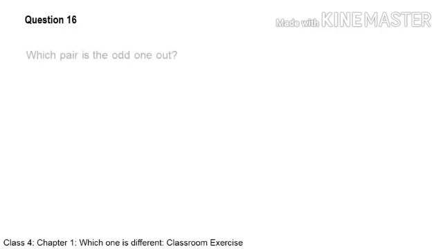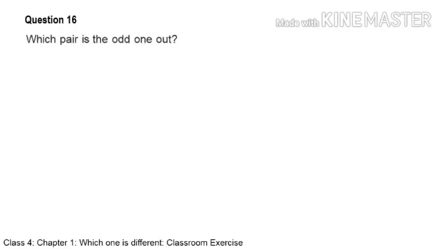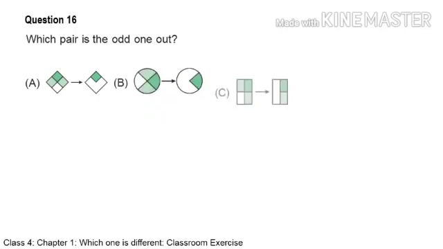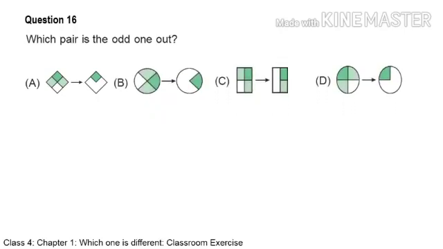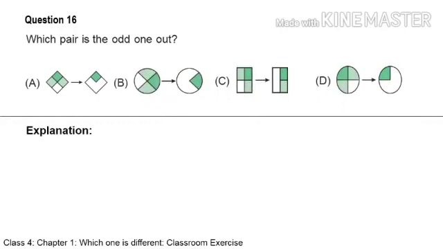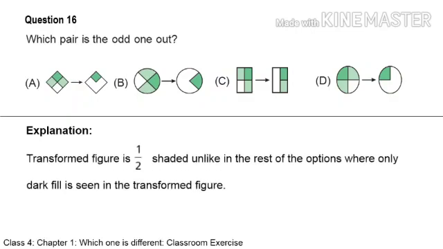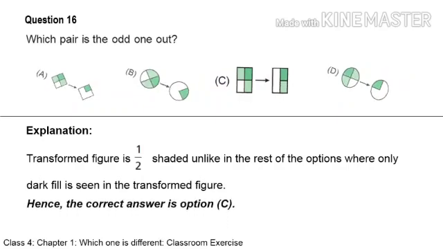In this question, which pair is the odd one out? Is it option A, B, C or D? The transformed figure is half shaded, unlike in the rest of the options where only dark fill is seen in the transformed figure. Hence, the correct answer is option C.